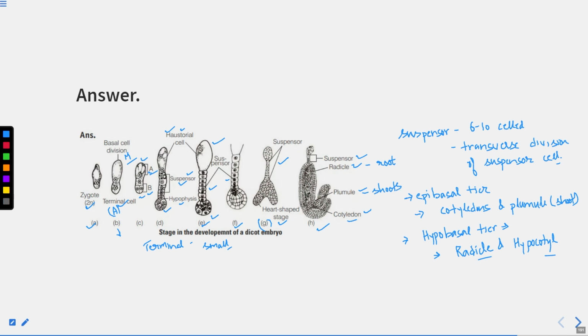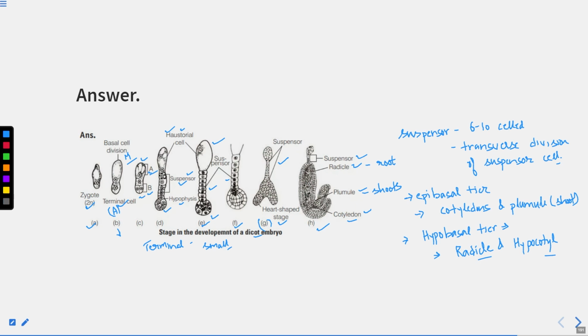Here you can see the cotyledons. In dicot, 2 cotyledons are present. Here you can see a small suspensor. So these were the stages in the development of a dicot embryo. I will again summarize it.